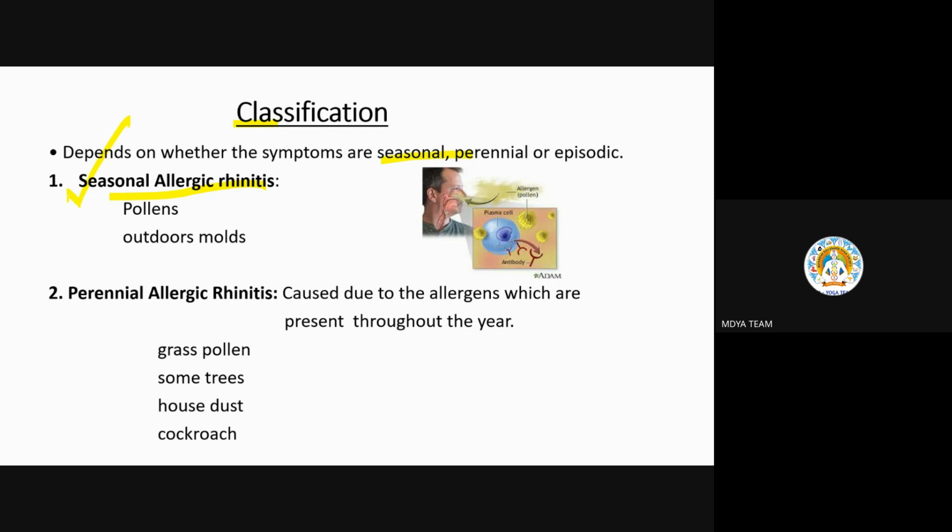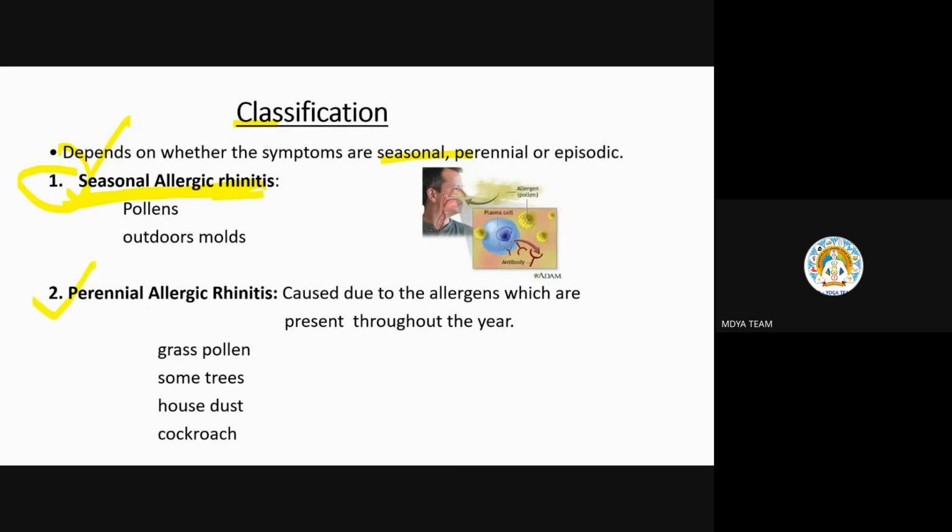There are many examples, but just to make you understand, there are pollens, outdoor molds, etc. Sometimes when the season changes, people also get these conditions, because some allergens or tiny irritant particles are affecting their body. It depends on the body. So seasonal allergic rhinitis is when we come in contact with allergens depending on the different seasons.